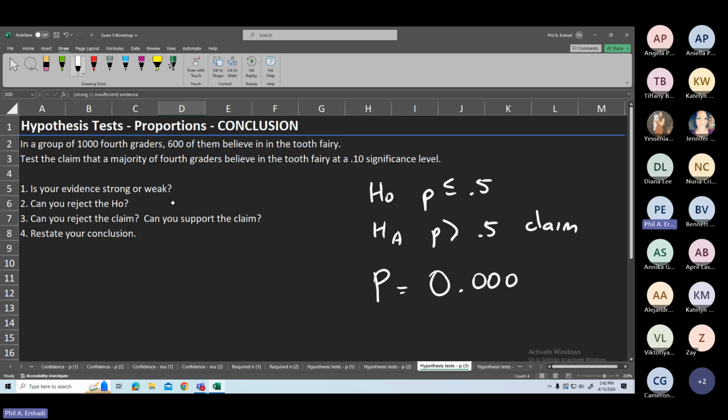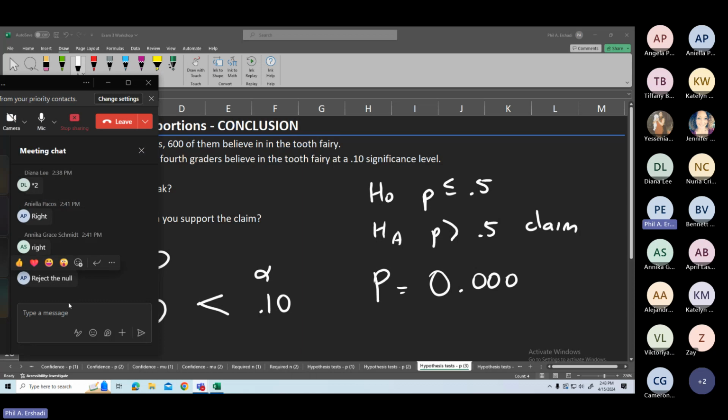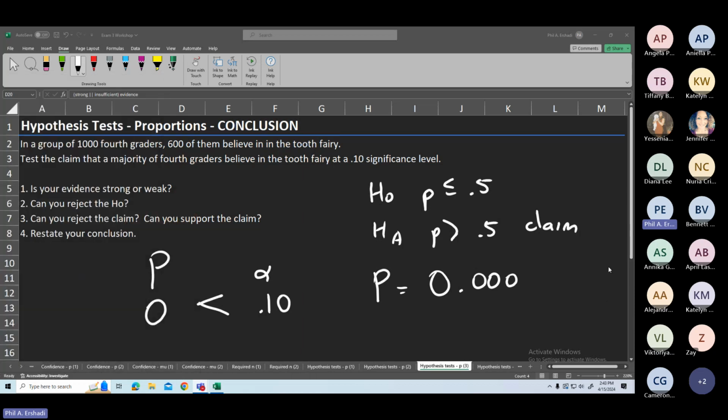So let's decide if our evidence is strong or weak. Our big P was 0, or at least close to it. Our alpha was 0.10. Based on this, we can see our P is less than alpha. Someone I think already knows where I'm headed with this. You're right, you reject the null, but also, is the evidence strong or is the evidence weak?